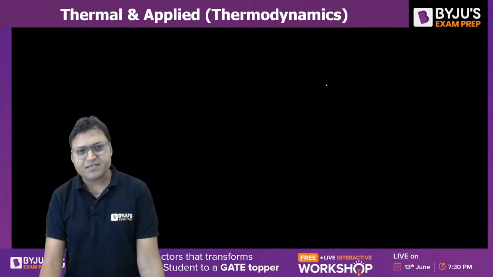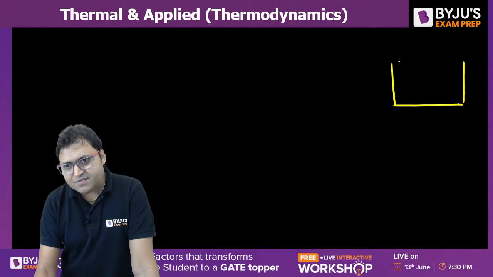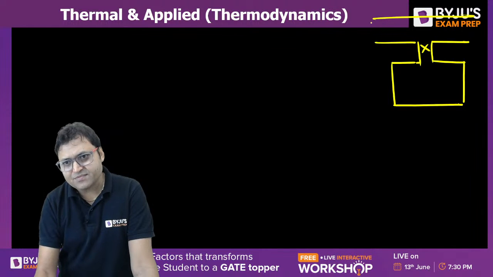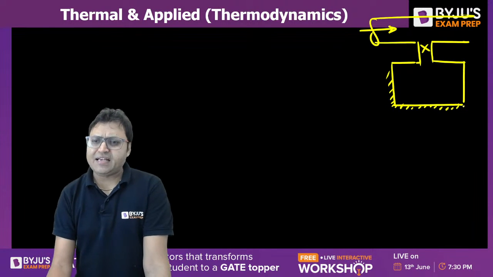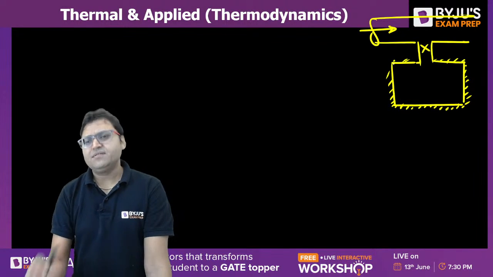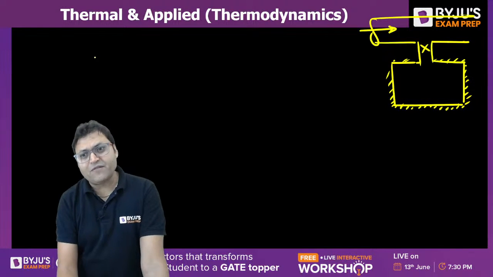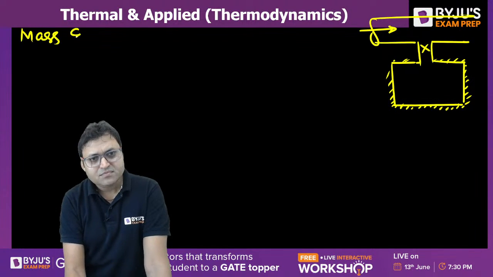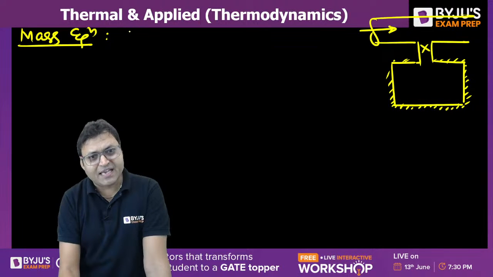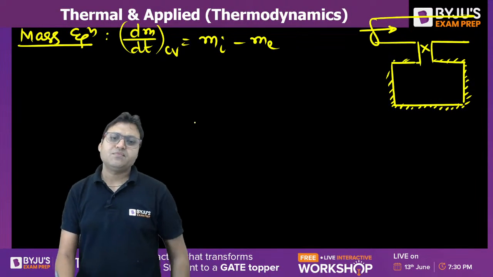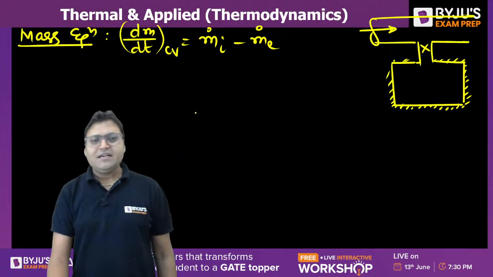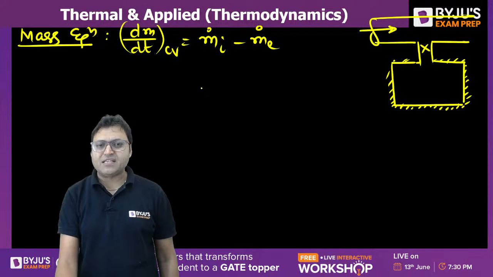Let me discuss that. There is a tank like this. There is a wall and this is the supply line. This is the wall. So it is rigid and insulated, let us say. If we apply the mass conservation, then we can say dm by dt in the control volume is equal to mass flow rate entering minus mass flow rate leaving. That is the change in mass in the control volume, isn't it? That is the mass conservation equation.